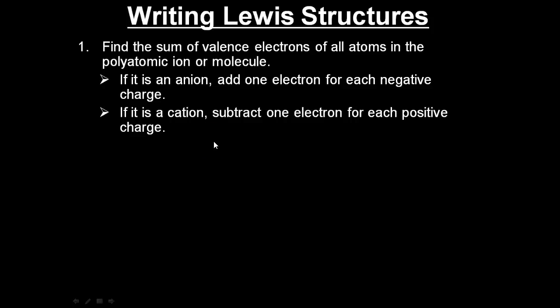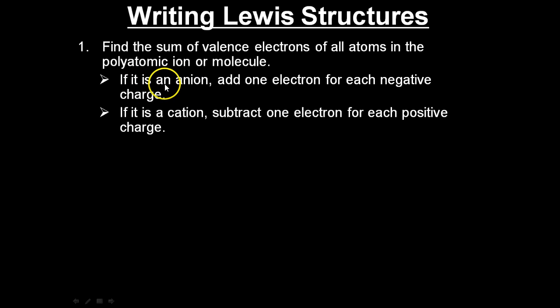So now that you guys have seen some Lewis symbols and some Lewis structures, let's actually talk about the procedure that you want to use when you're actually drawing these Lewis structures. So the first thing you want to do is find the sum of all the valence electrons of all atoms in that polyatomic ion or molecule. So Lewis structures are specifically for drawing molecules or polyatomic ions.